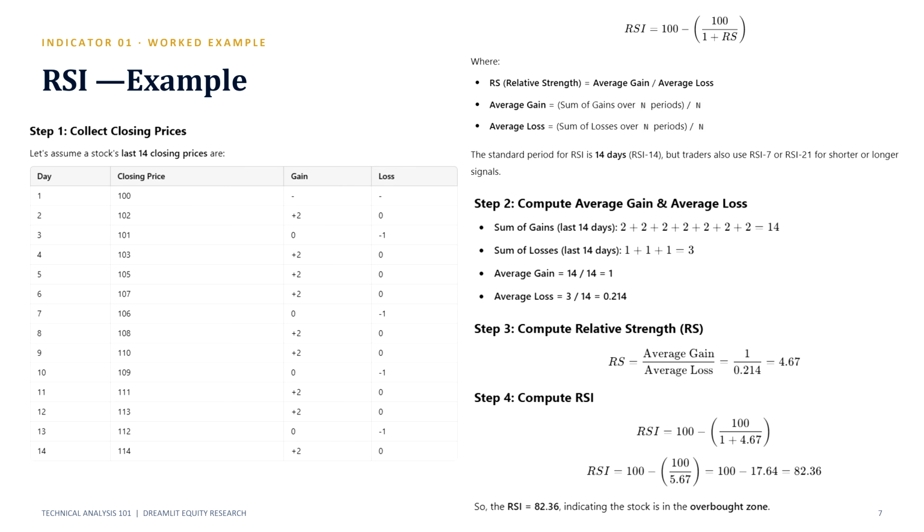Step 3. Compute relative strength, RS, as average gain divided by average loss. 1 divided by 0.214 gives us 4.67. Step 4. Plug that into the RSI formula. RSI equals 100 minus the quantity 100 divided by the quantity 1 plus 4.67, which is 100 divided by 5.67, which is 17.64. 100 minus 17.64 gives a final RSI of 82.36.